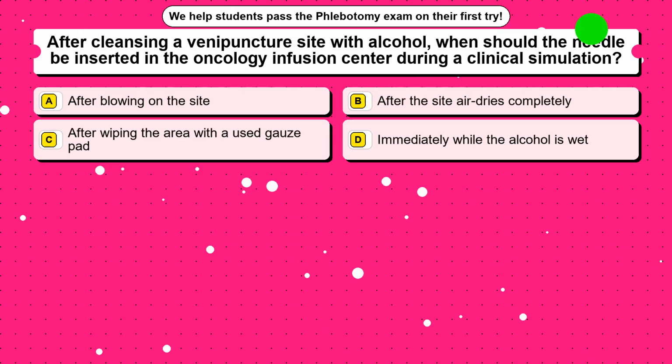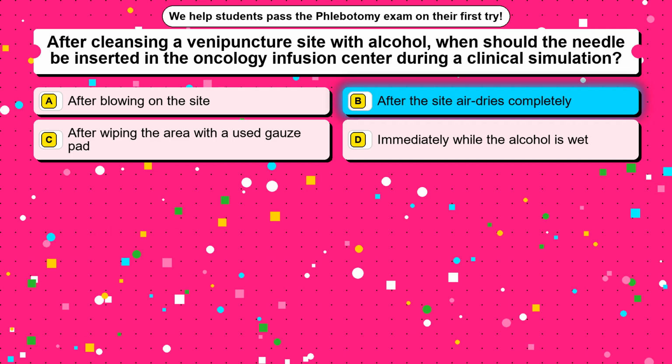Question 17. After cleansing a venipuncture site with alcohol, when should the needle be inserted in the oncology infusion center during a clinical simulation? Option A. After blowing on the site. Option B. After the site air dries completely. Option C. After wiping the area with a used gauze pad. Option D. Immediately while the alcohol is wet.